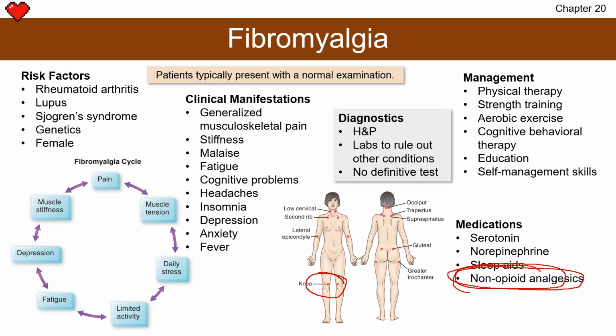Patients with fibromyalgia are going to have chronic pain, and the reason why we don't use opioids, or they're not recommended, is because they can be habit forming, and they're usually ineffective for this type of pain anyway. So important, fibromyalgia, no opioids, okay? Only non-opioid analgesics.